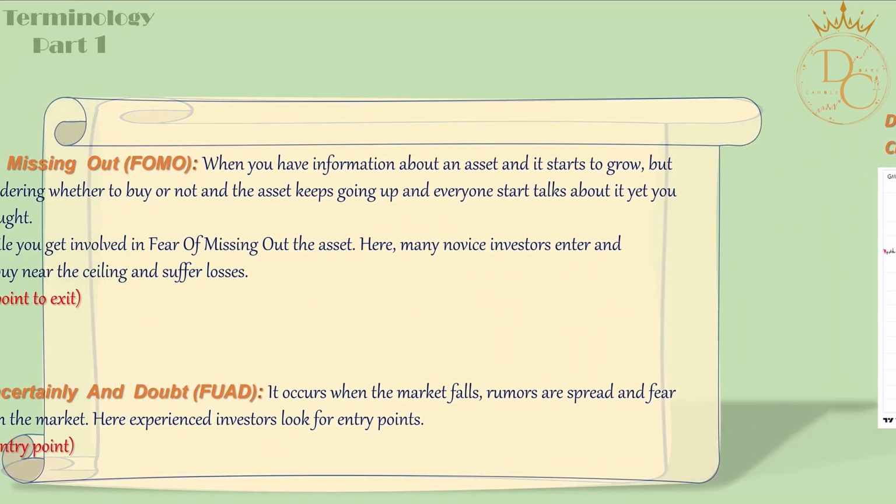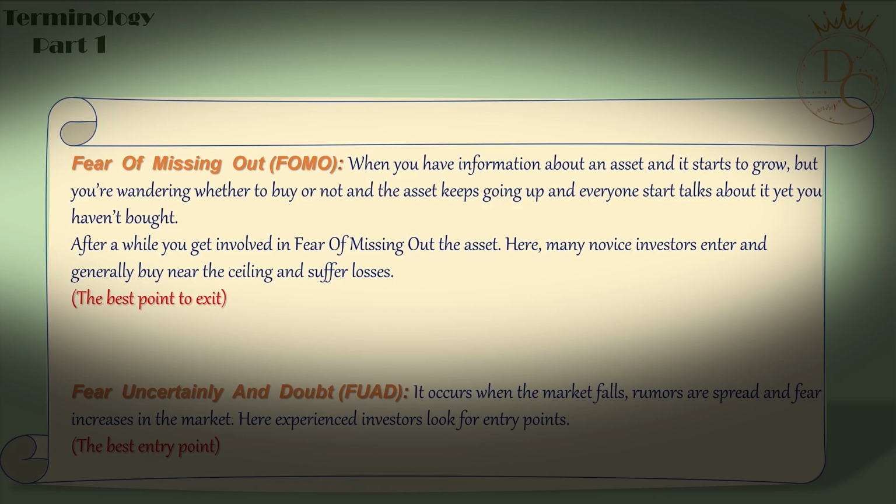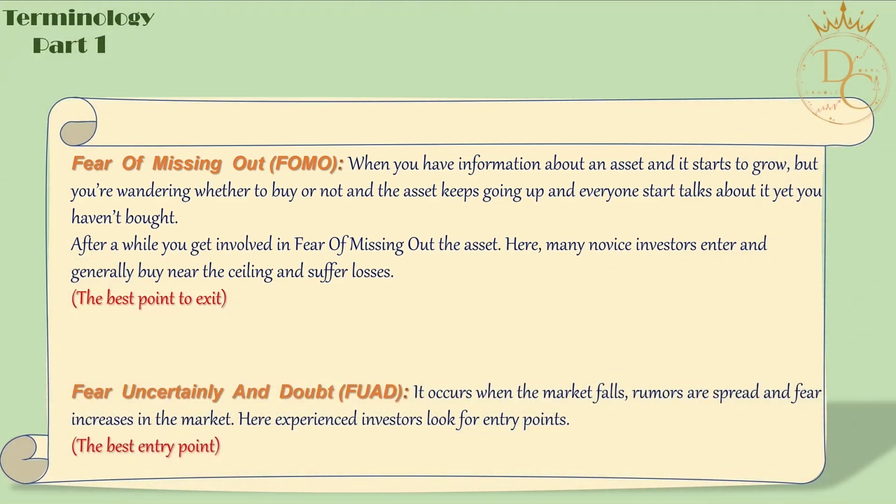Fear of missing out, or FOMO, abbreviatedly. When you have information about an asset and it starts to grow, but you're wondering whether to buy or not, and the asset keeps going up and everyone talks about it, and yet you haven't bought. After a while, you get involved in fear of missing out on the asset. Here, many novice investors enter and generally buy near the ceiling and suffer losses. Here is the best point to exit.